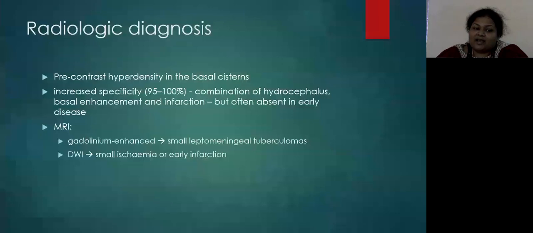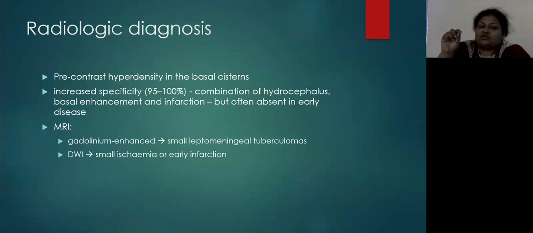What an MRI will help extra is if there is tuberculoma, especially when you do a GADO enhance. You'll see actually on the leptomeningeal you may see small tuberculoma sitting there. DWI, if you do, you may see small ischemia, early infarcts, arteritis on MRI. Those MRI will pick up for you, but CT itself will tell you lots.